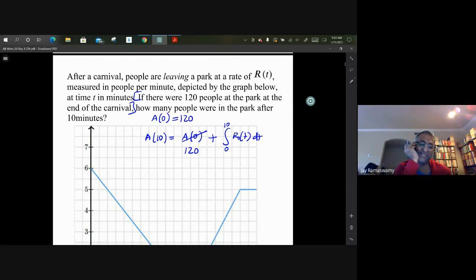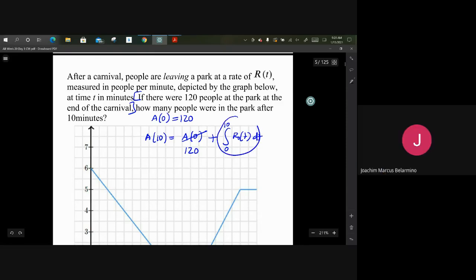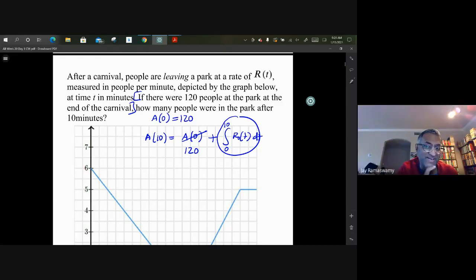Observe the context of the problem. Hint, this is rate out. So when you integrate, what will this give you? Oh, the amount out. It's asking how it should change.